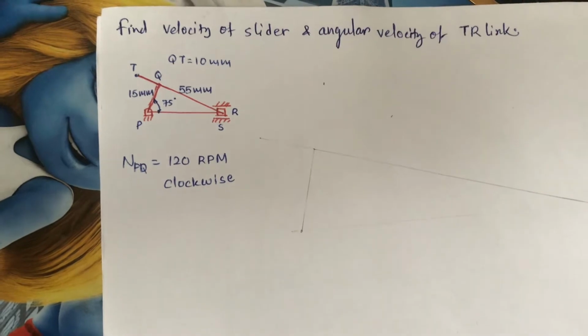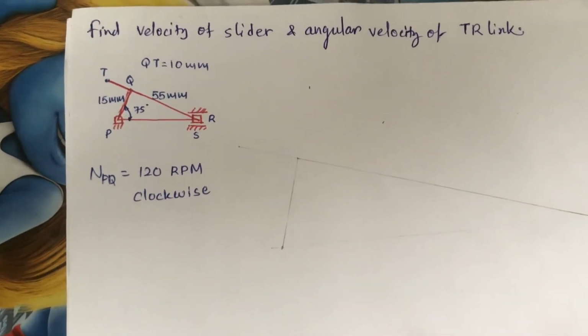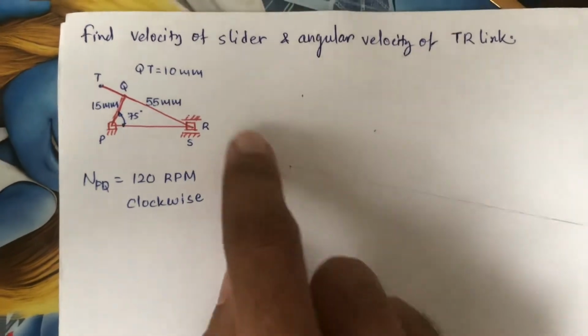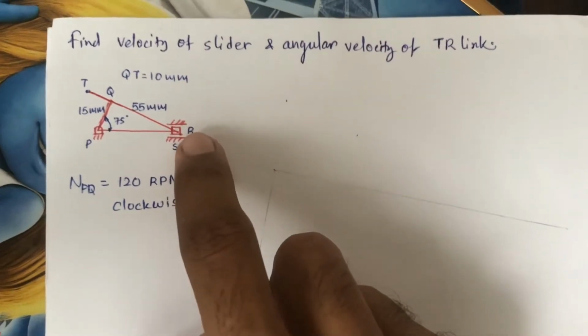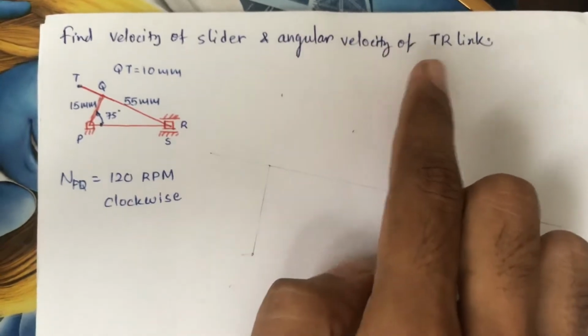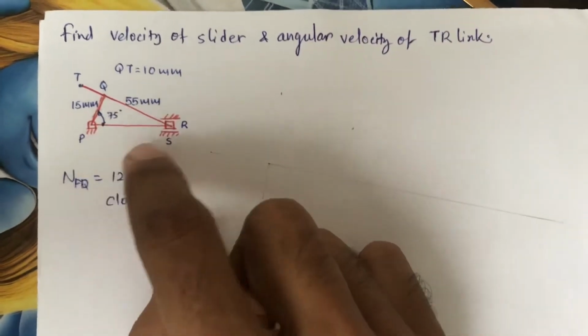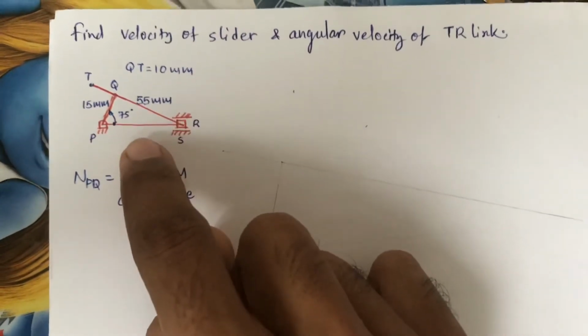Consider an example for a velocity diagram by the relative velocity method. In the question, it is given to find the velocity of the slider, that is R in this diagram, and the angular velocity of the TR link. Here it is T, and R is the slider. So the TR link. A slider crank diagram is provided.